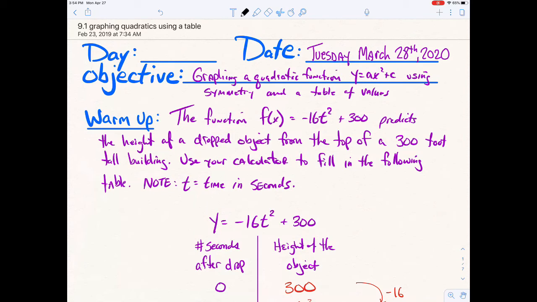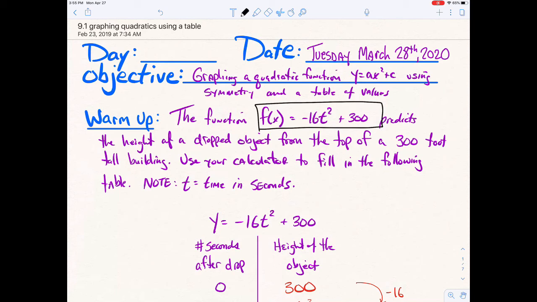Good morning, everybody. So let's go ahead and graph some quadratic functions. This first example is called a warm-up from a previous lesson, but this first quadratic function looks like this. And this function predicts the height of a dropped object from the top of a 300-foot tall building.